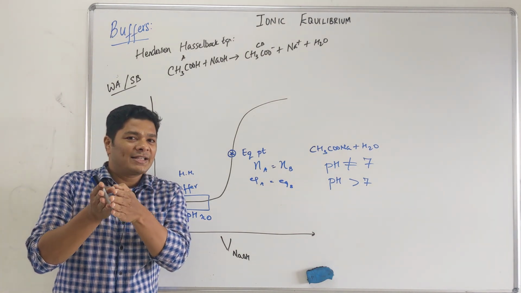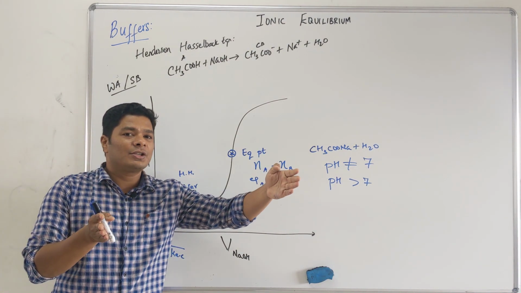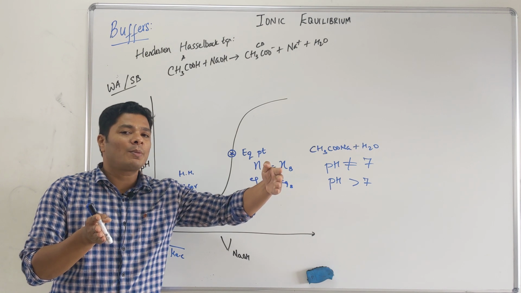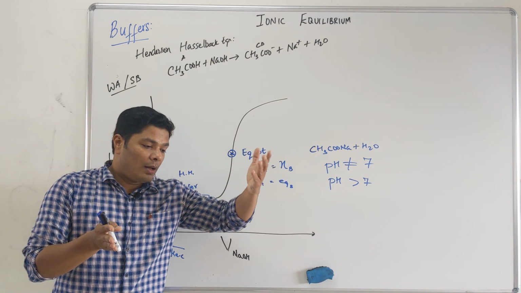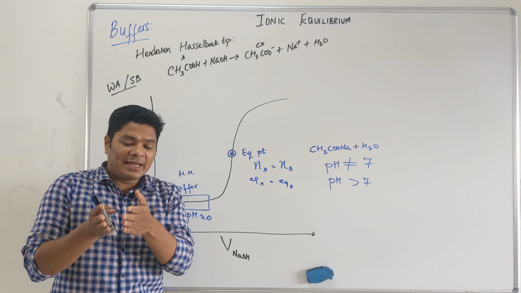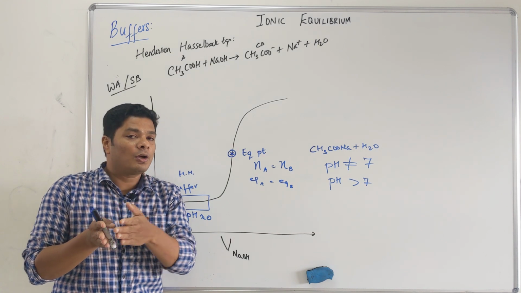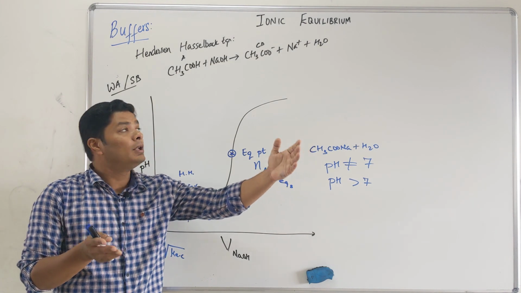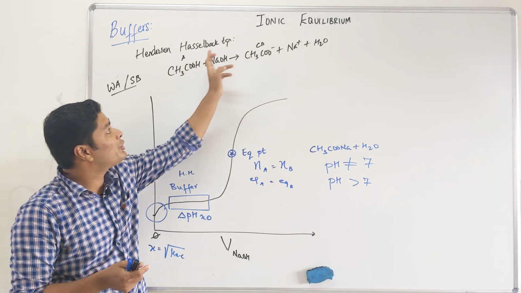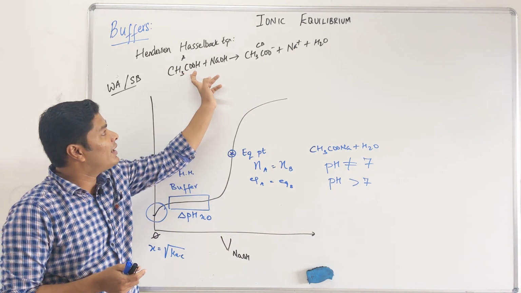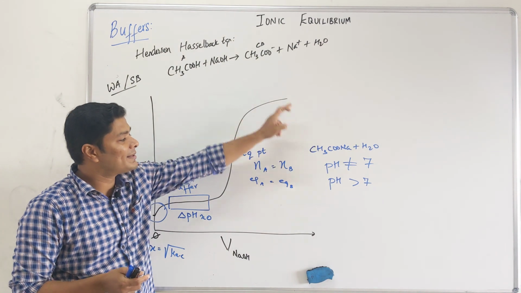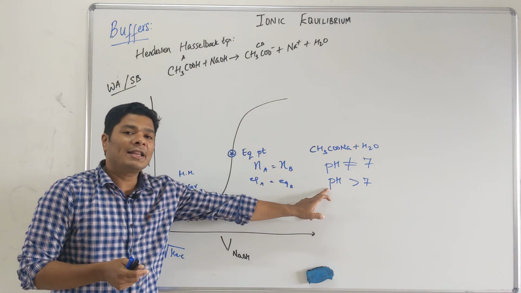However weak an acid is, its conjugate is a strong base. Let's put it this way, acetic acid: the weaker the acidity of acetic acid, the stronger the basicity of acetate. So a conjugate is always going to be stronger. If this is weak, this will be strong. So I have a strong base, and if I have a strong base, the pH will be greater than 7.